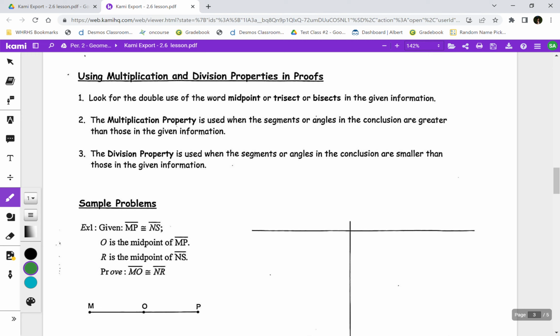Right. Generally speaking, let's just stick with whole numbers, not integers. When you're multiplying, are you making things bigger or making things smaller? Bigger. Generally speaking, when you're dividing, let's just stick with, well, I guess we could get fractions. But generally speaking, if you're dividing, are you making things bigger or smaller? Smaller, exactly. So step number one, look for a double use of one of those dividing words. And then decide, are we going bigger or are we going smaller? Let's do a proof.